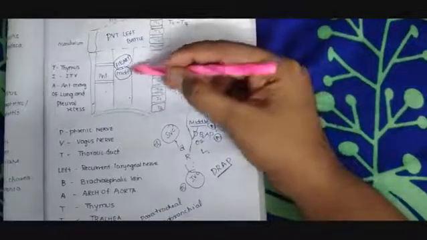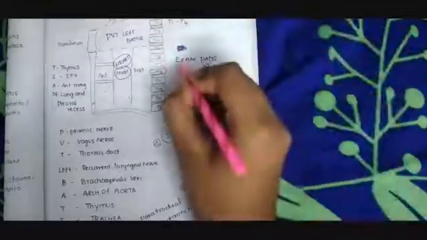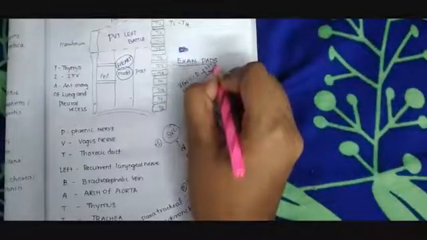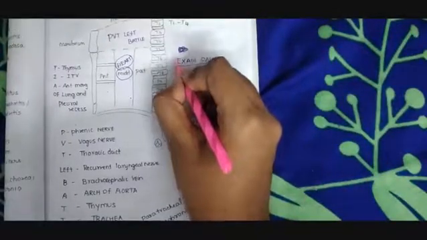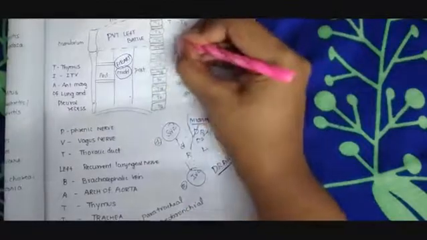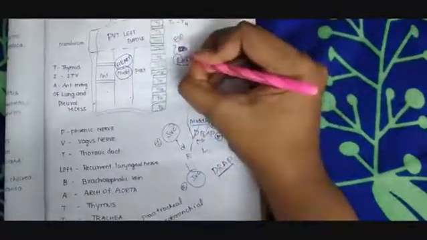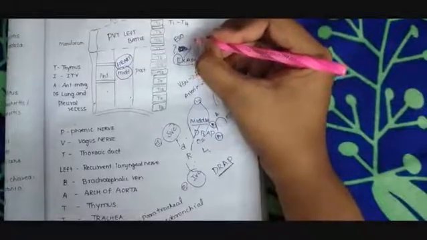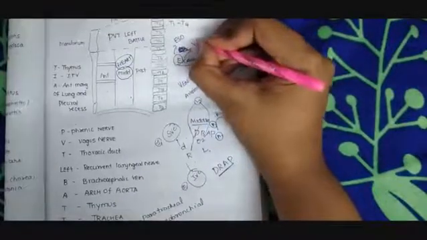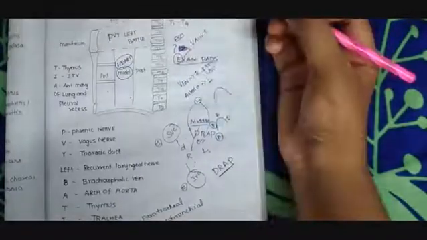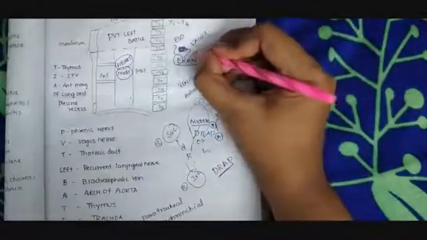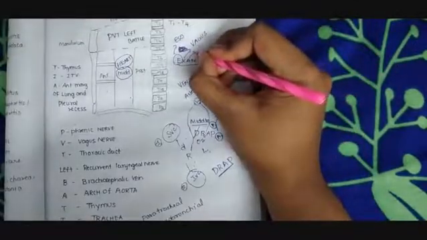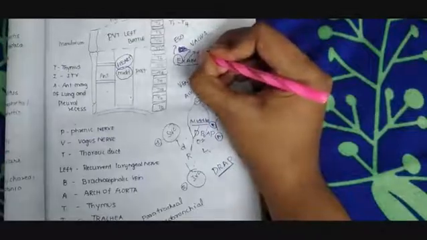Now let us discuss the content of the posterior inferior mediastinum in detail. In order to remember the content, you have to remember the mnemonic EXAMPDS. E stands for esophagus. X stands for the 10th cranial nerve, which is nothing but the vagus nerve. A stands for azygous, hemiazygous, and accessory hemiazygous vein.